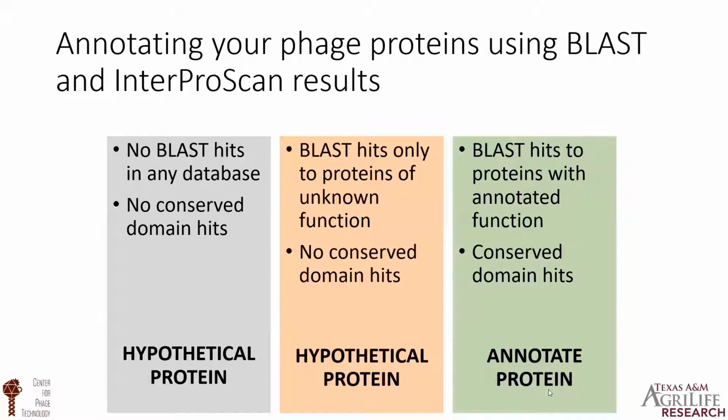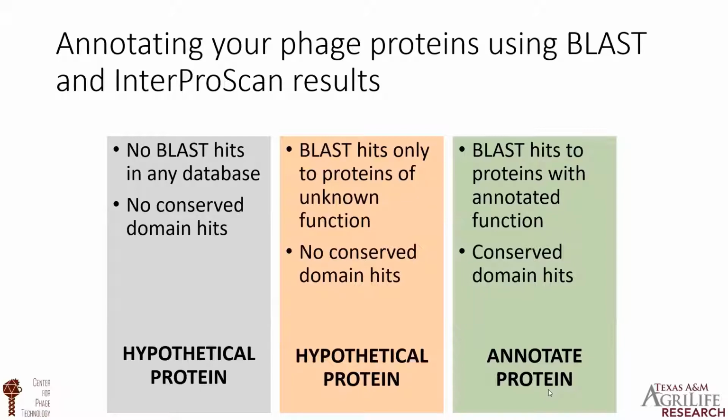Annotating your phage proteins using BLAST and InterPro results, you're going to have a mixture of hypothetical proteins and annotatable proteins. Proteins that have no BLAST hits in any databases and have no conserved domain hits will be annotated as hypothetical proteins. If your protein only has BLAST hits to proteins of unknown function and no other conserved domains, this will also be annotated as a hypothetical protein. NCBI is no longer recommending a distinction between hypothetical novel and hypothetical conserved proteins because that status can change when the database is updated.